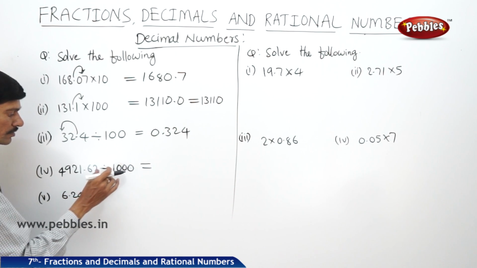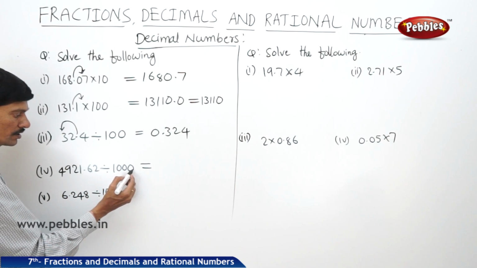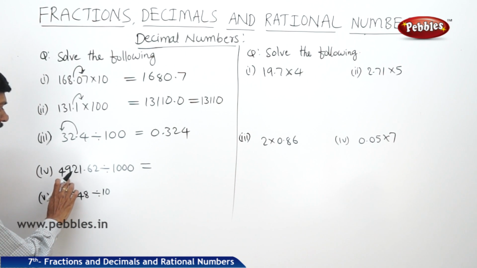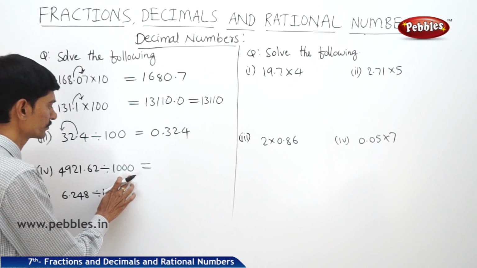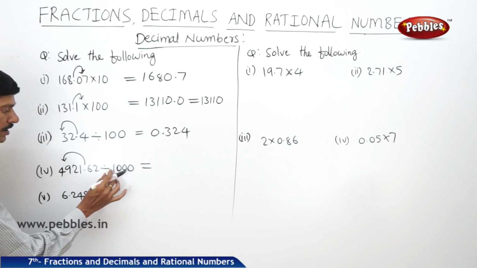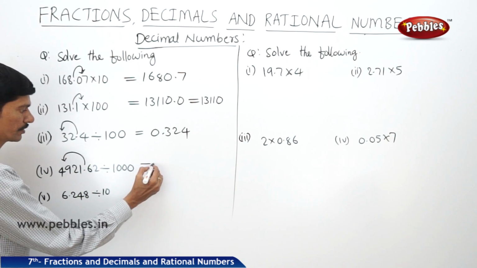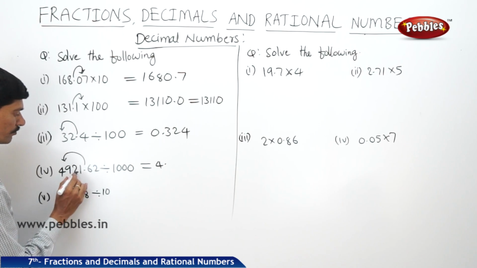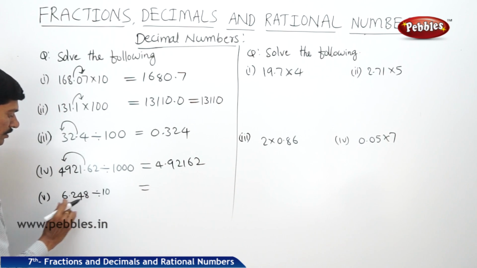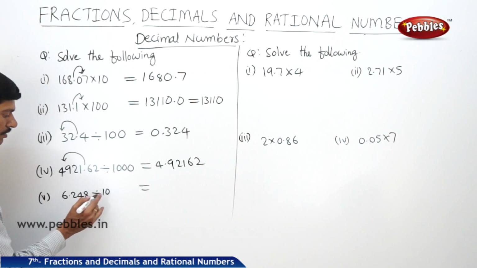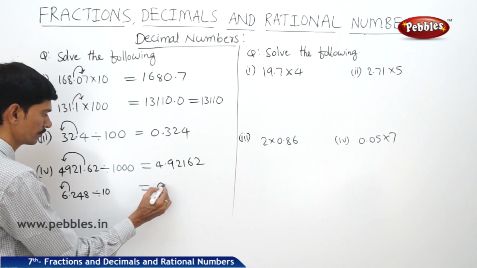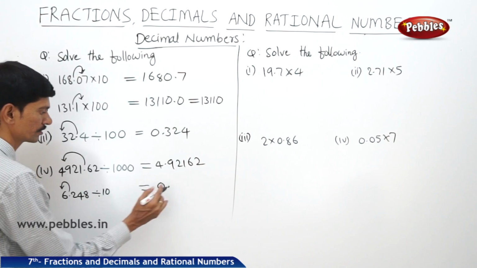The next question, 4921.62 divided by 1000. So here also the decimal number is divided by 1000. There are three zeros in the number, so the decimal point will be shifted to the left by three digits. So then the quotient becomes 4.92162. Now the next question, 6.248 is divided by 10. So here also the decimal point will be shifted one digit to the left. Then we get 0.6248.